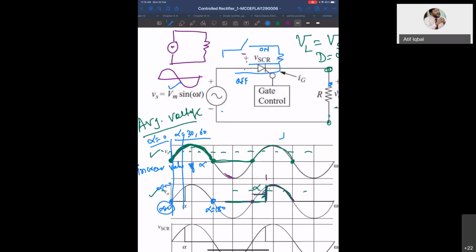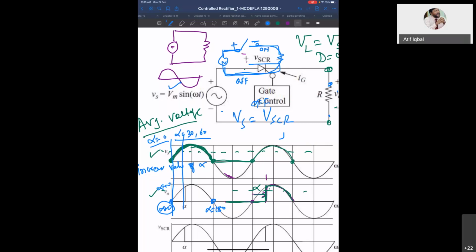the circuit is like this. So here is your positive, and here is your negative. And if this is negative and positive, the same will also appear. So whatever is the source voltage, the same will appear across the SCR when it is off. And when it is on, it will be 0.